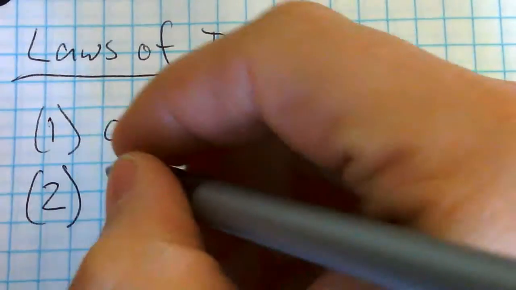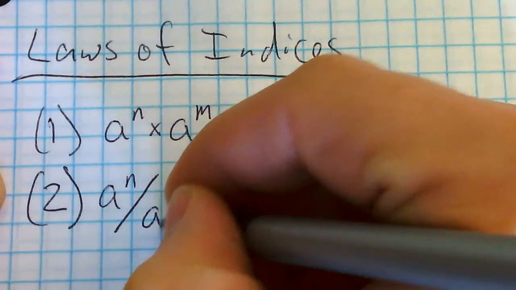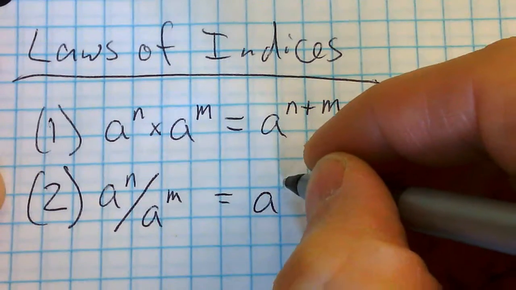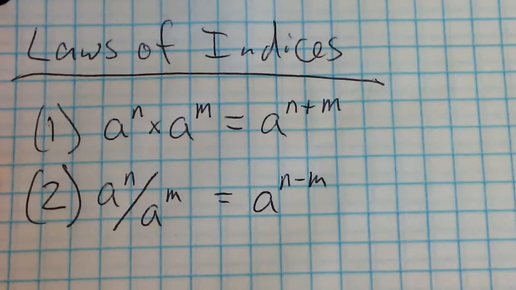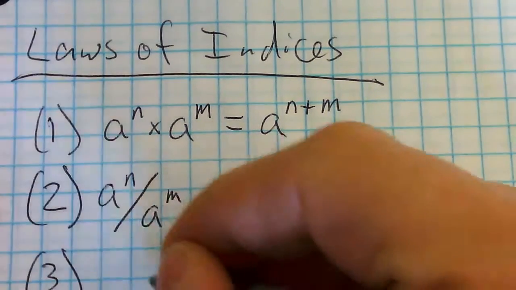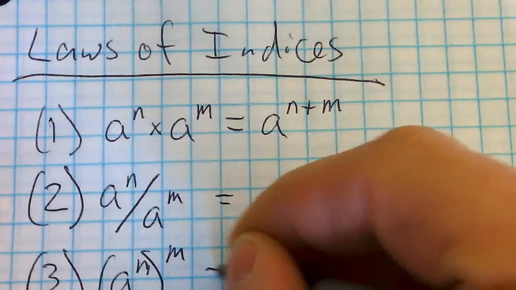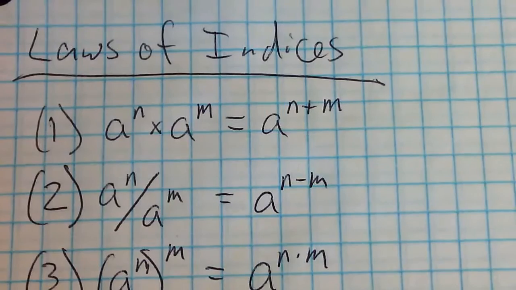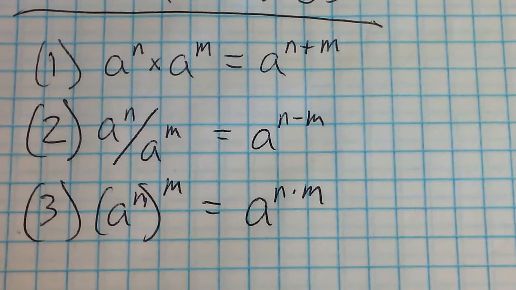Two, if I'm dividing, so if I have a to the n divided by a to the m, that's equal to a to the n minus m power. So if I'm dividing, I just subtract. And then the third one, if I have a to the n and then to the m power, that's equal to a to the n times m power. Okay, so there's the three laws of indices.